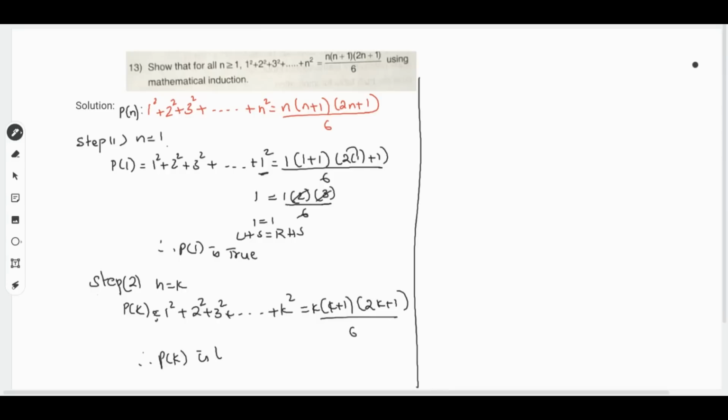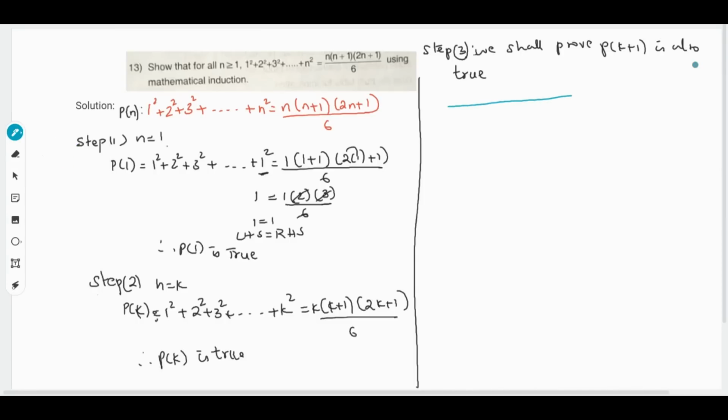Now step 3. We shall prove P of k plus 1 is also true. To do P of k plus 1, we should not just write k plus 1 in place of n, but we have to solve it. How do we solve P of k plus 1? It's simple. See here.